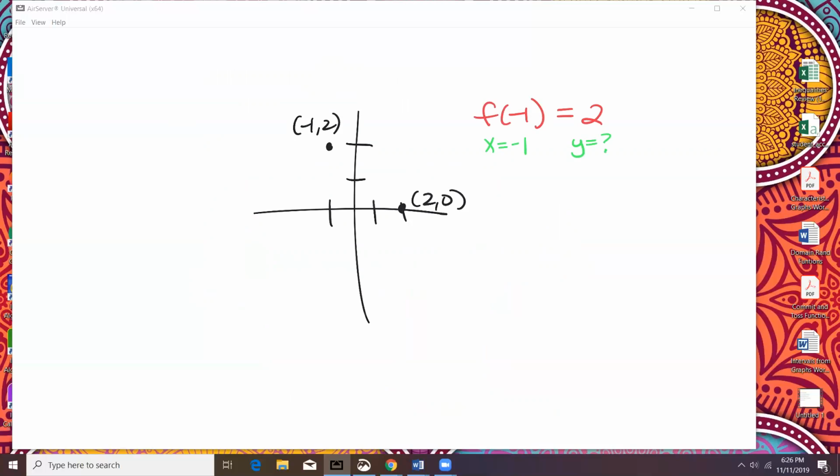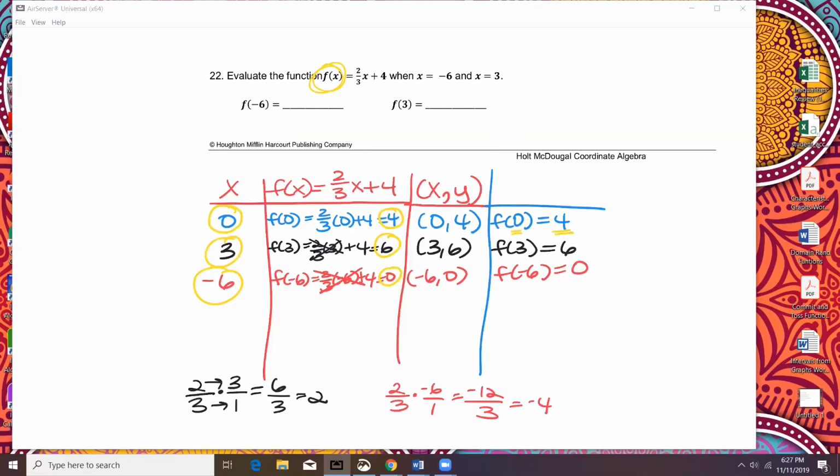Okay, but what if I say something else? What if I say f of x equals 0? What is x? 0? Nope, it's going to be 2. Oh, wait, okay. Because this is the same thing as saying y equals 0. Well, if y equals 0, then x equals 2. So that ties in with knowing what you're plugging in and getting.